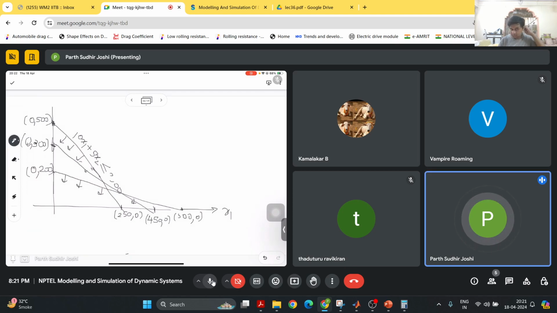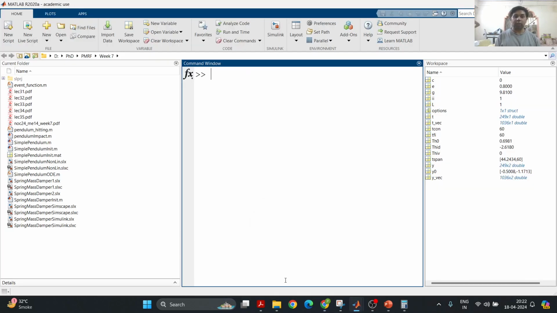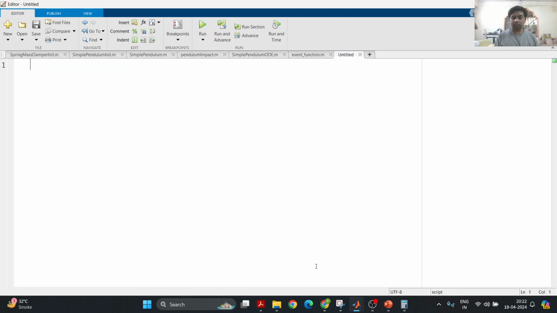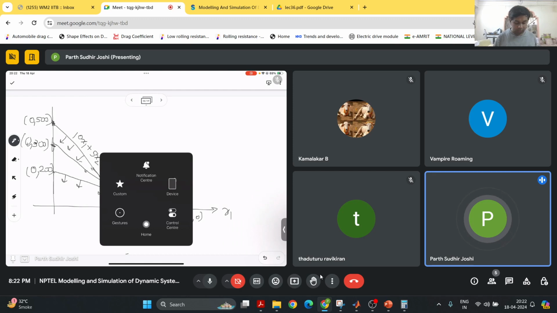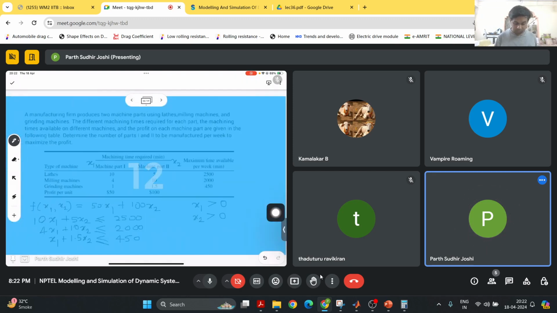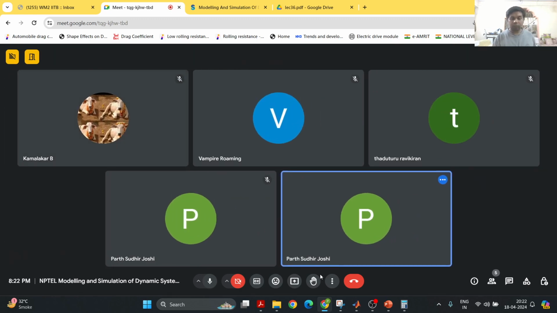This is just a rough sketch, but for exact plots we can go to MATLAB and plot each line of the constraint. In order to avoid such mistakes, since the shape of the region that we see may be slightly different, we can just go to MATLAB and plot the constraints there itself. So let me just do that.